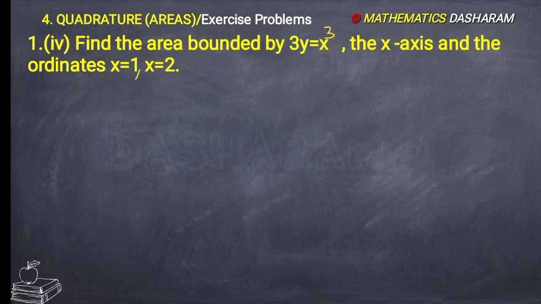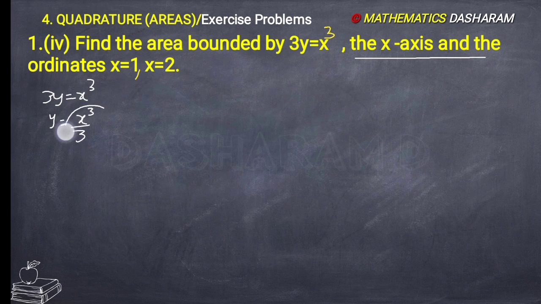Fourth question, find the area bounded by 3y equals x cube, the x-axis, and the ordinates x equals 1 and x equals 2. So 3y equals x cube, then y equals x cube divided by 3. So it is a cubic polynomial.